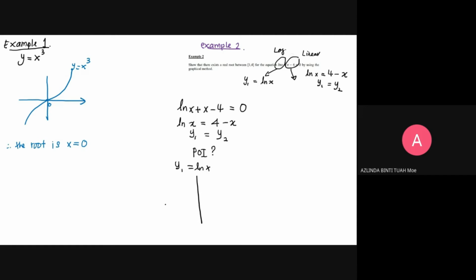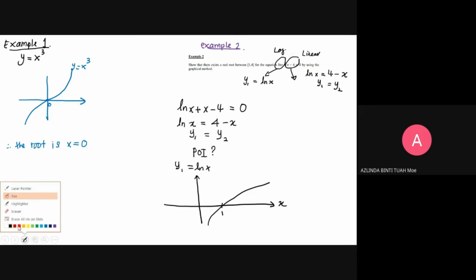So now from the first function, y1 goes to ln x, sketch the graph of ln x. So, those who have forgotten the basic shapes, all the basic shapes, please do a revision by yourself. So, its x-intercept is 1. Okay, the second function, y equals to four minus x. This is a linear graph with the y-intercept 4 and negative gradient. Something like this.